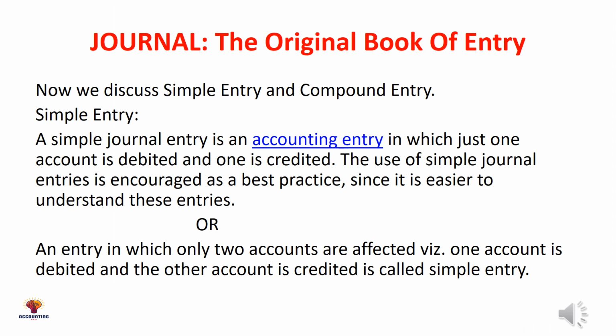Now we discuss simple entry and compound entry. First of all, simple entry. Simple entry is basically when a transaction occurs, it affects two accounts. One account is debited and another account is credited. Thus, in recording a transaction in journal, one account is debited and another is credited. This type of entry is called simple entry.